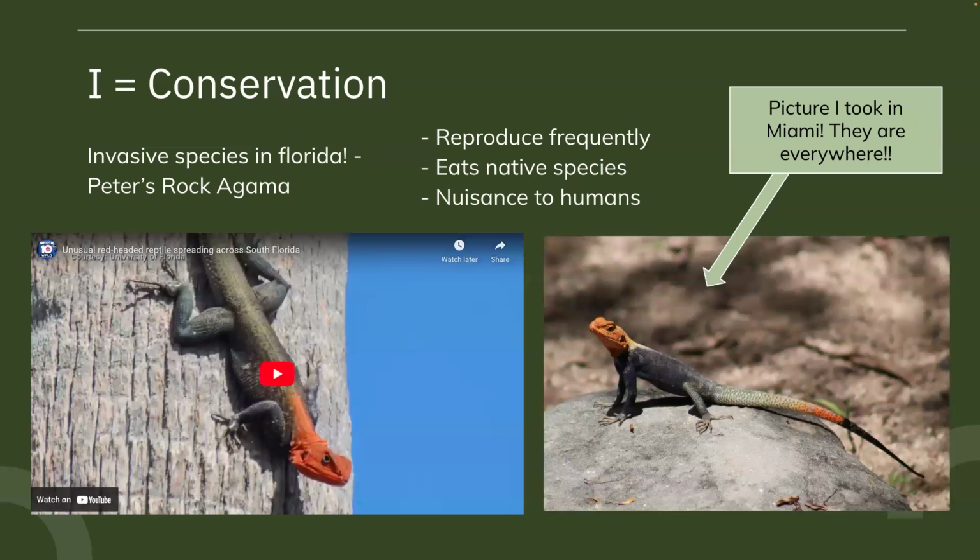On the flip side of conservation, the video on the left talks about the Peters's rock agama, which is an invasive species in Florida. This species I've actually interacted with when I was in Miami for a while. These guys are running everywhere, and at the time I didn't know anything about them. But now, knowing this, they are invasive. The picture on the right is actually a picture I took while in Miami. And like the video will tell you, they reproduce very frequently. They eat native species, which is ruining the environment, and they are a nuisance to humans. So these guys are running rampant and causing a lot of environmental harm. So it's important to reduce this population.